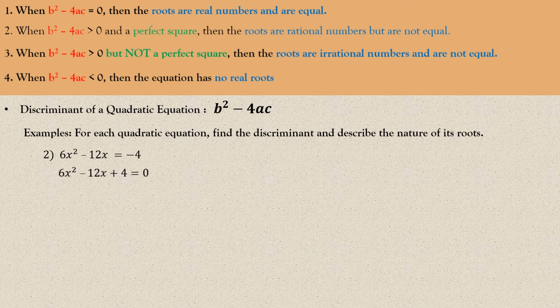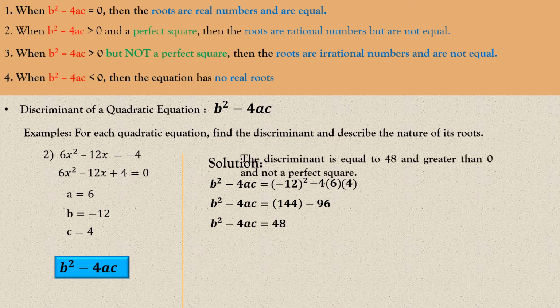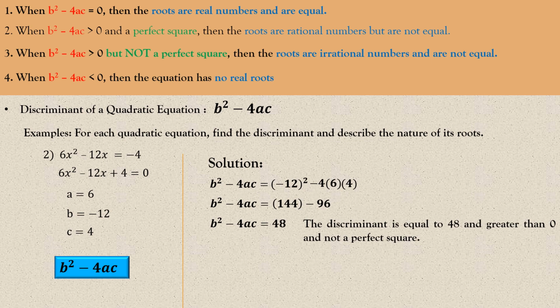Then, you find the value of your A, B, and C. Your discriminant. Okay, solution. Write the discriminant. B squared is equal to negative 12 squared minus 4 times 6 times 4. So you can use your calculator class to solve for negative 12 squared. So that is 144. So 4 times 6 times 4, that is equal to 96. So the result is 48. Unsay napansin mo? The discriminant is equal to 48 and greater than 0 and not a perfect square. 48 is not a perfect square.